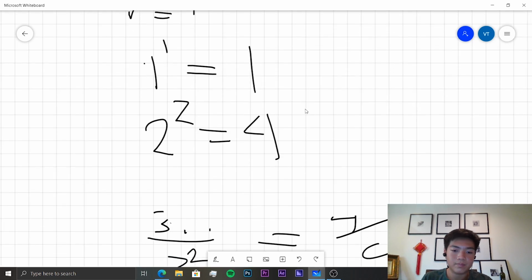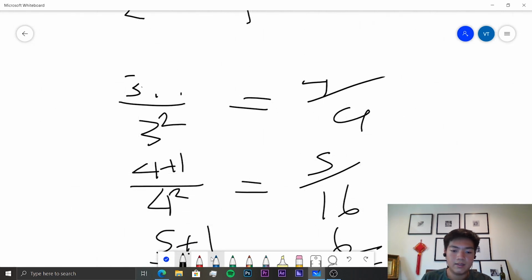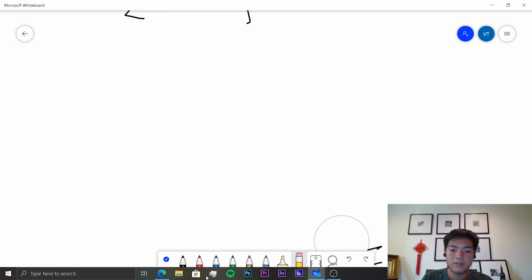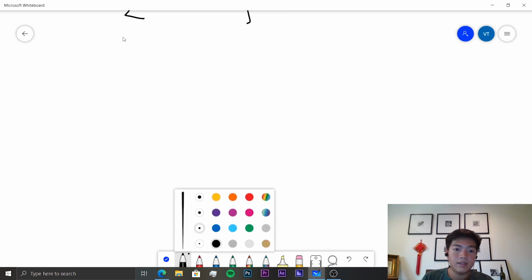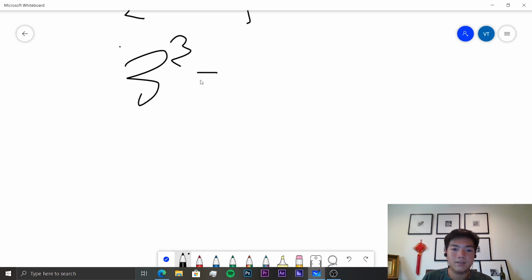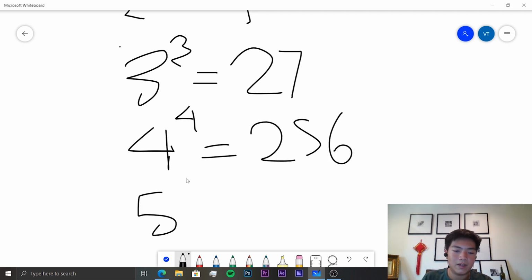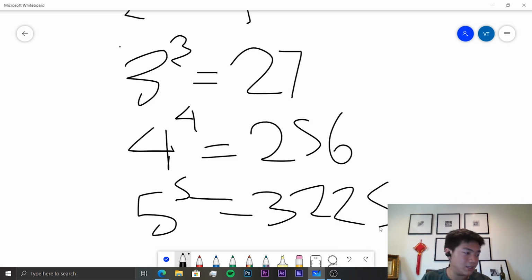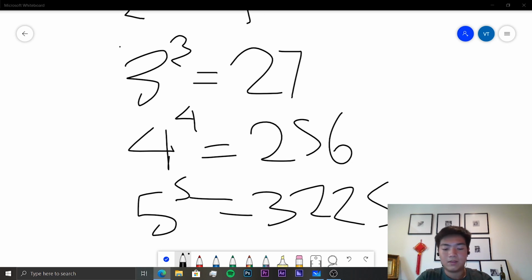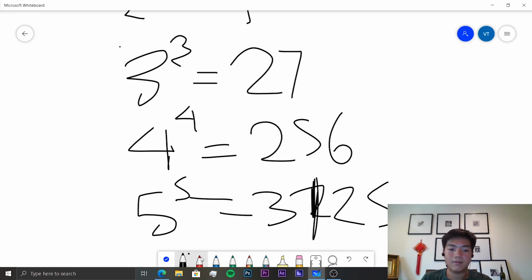Third term is 3 to the power of 3, which is equal to 27. Fourth term is 4 to the power of 4, which is equal to 256. And finally, the fifth term, which is 5 to the power of 5, which is 3,125.